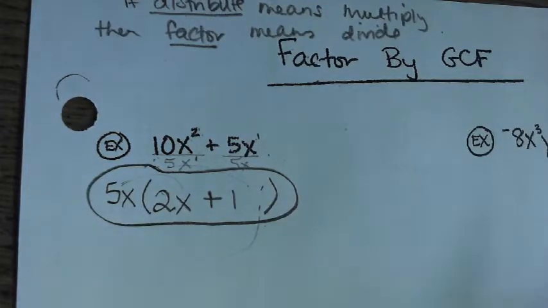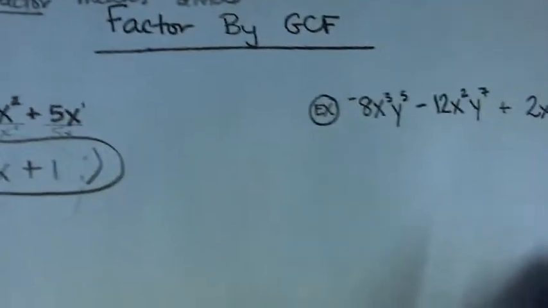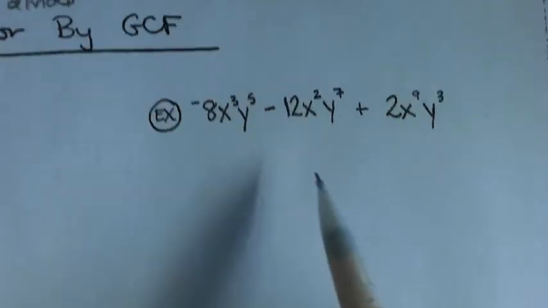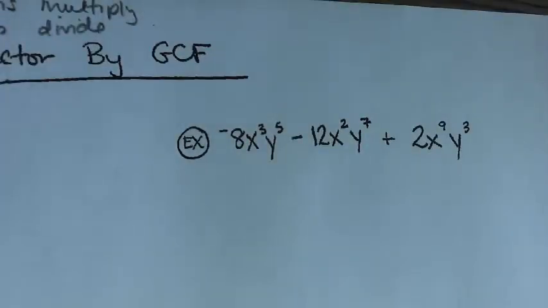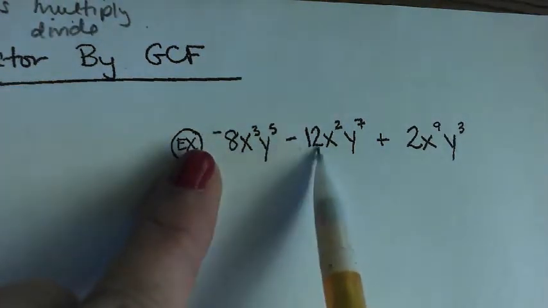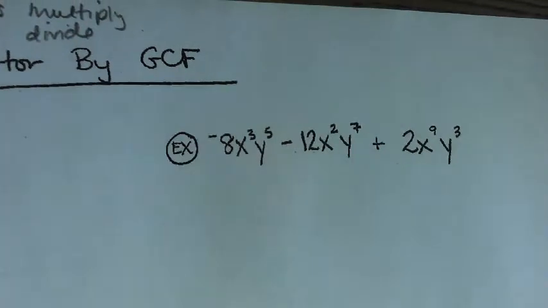Okay? Now you can factor with 2 terms, 3 terms, 4 terms, 5 terms, 6 terms, dot, dot, dot, goes on forever. So now here we have 3 terms, and we're going to take it number by number, variable by variable. So look at your coefficients. -8, -12, and 2. What's the GCF of those, Cameron? 2. He's correct.